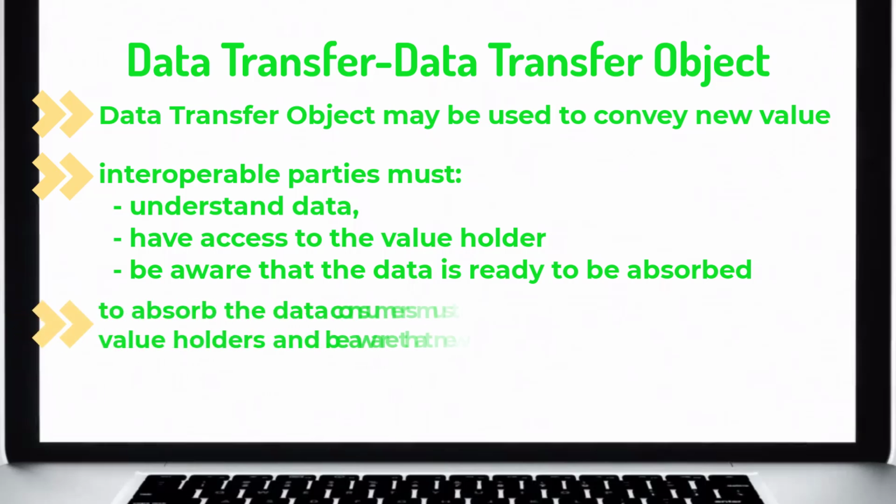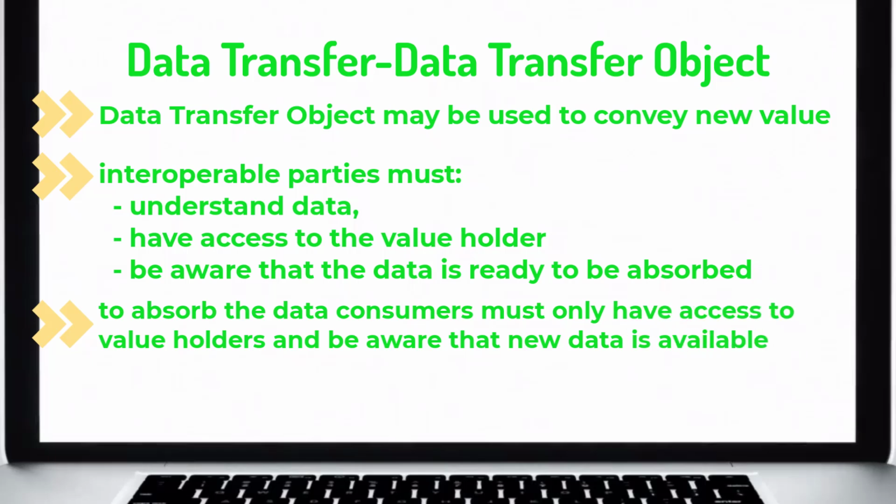Hence, the requirements may be reduced, and it could be stated that to absorb the data, consumers must only have access to value holders and be aware that new data is available. Access to a variable means that the variable responsible for being the value holder must be visible to the consumer. The consumer reads the value and processes it after it is produced and notified. It leads to a typical producer-consumer programming design pattern.